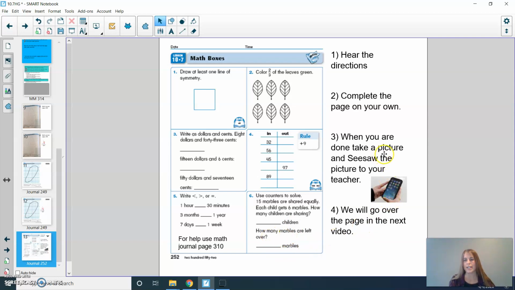Boys and girls, once you're done, please take a picture of your math boxes and send that picture on Seesaw to your classroom teacher. We will go over this page in our next video.